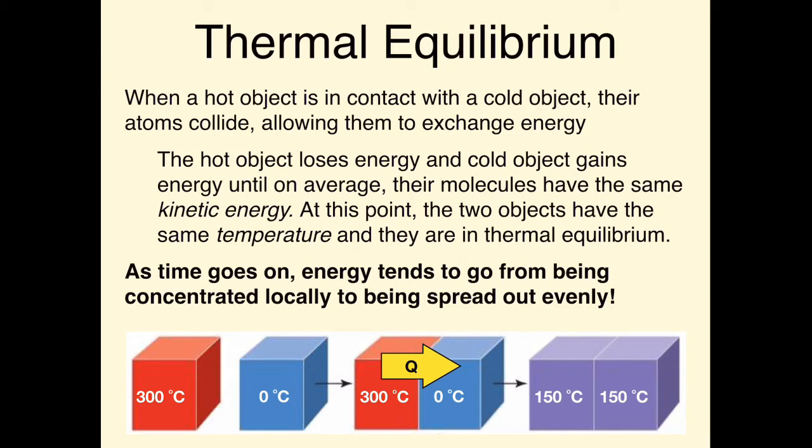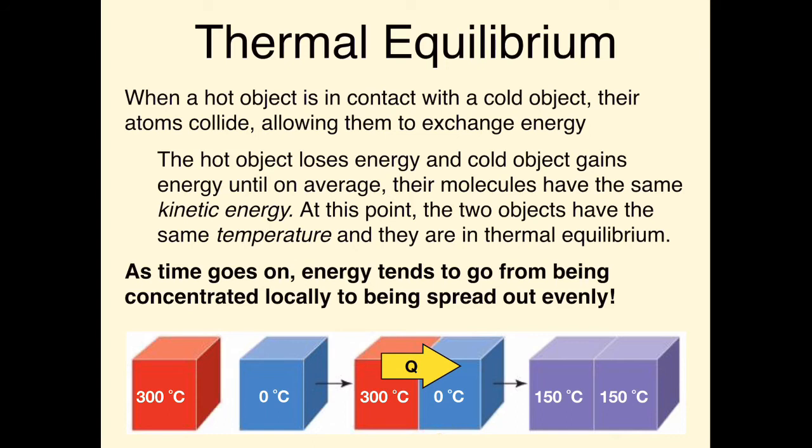So what's happening is the hot object is losing energy through these collisions of atoms, and the cold object is gaining energy. But this only happens for so long, because at some point, you're going to reach a point where the molecules have the same energy on average. In other words, they reach the same average kinetic energy. And at this point, we say that the two objects have the same temperature, and that's the definition of them being in thermal equilibrium.